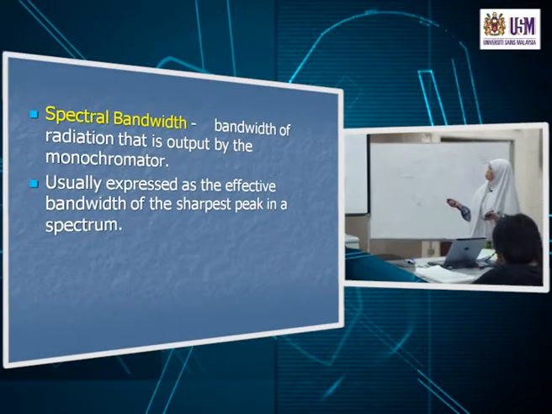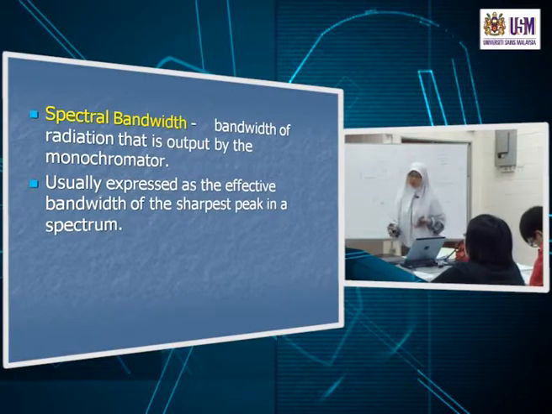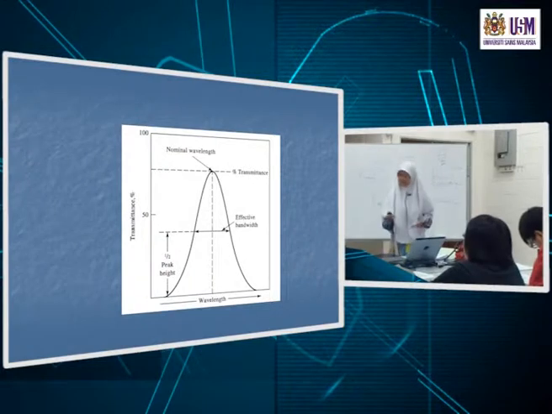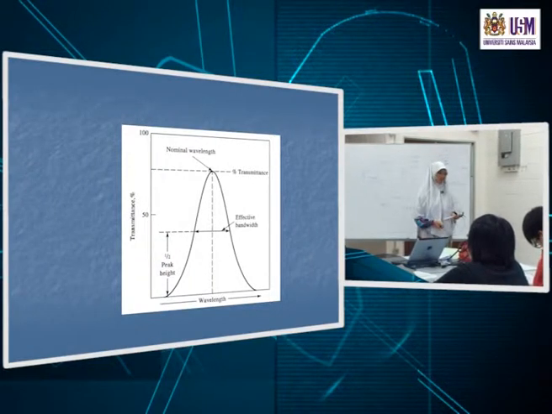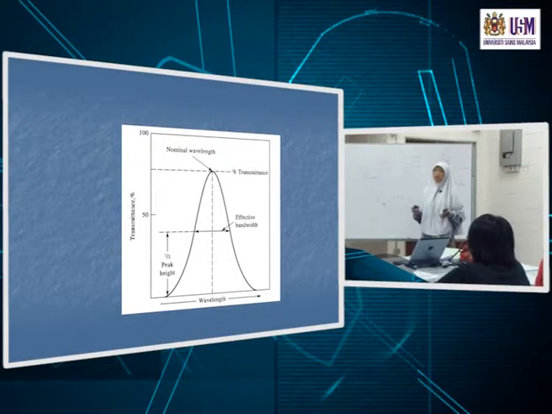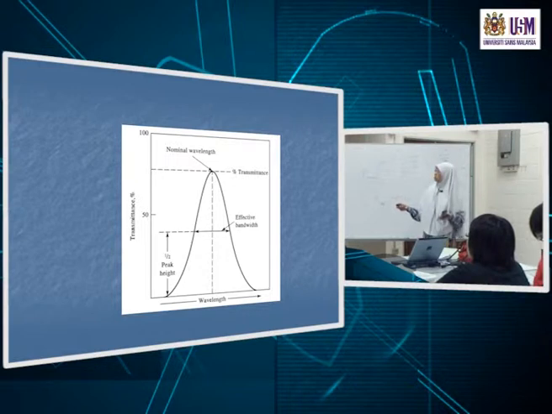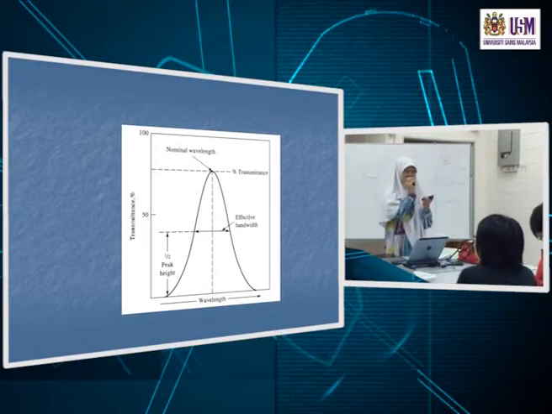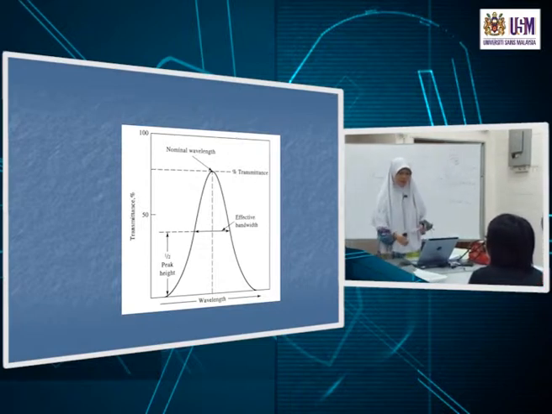And the last is spectral bandwidth. Bandwidth of the radiation that is output by the monochromator. Remember this diagram? We said that you can set your monochromator at 3 to 4, but it's not going to be one single line that comes up from the monochromator. It's going to be light which has a maximum transmittance at your set wavelength, but you will also have some wavelengths of light below that set wavelength and above, where we said that halfway is called effective bandwidth. So how large or small this effective bandwidth is depends on the monochromator, and on the exit slit and entrance slit that you use.